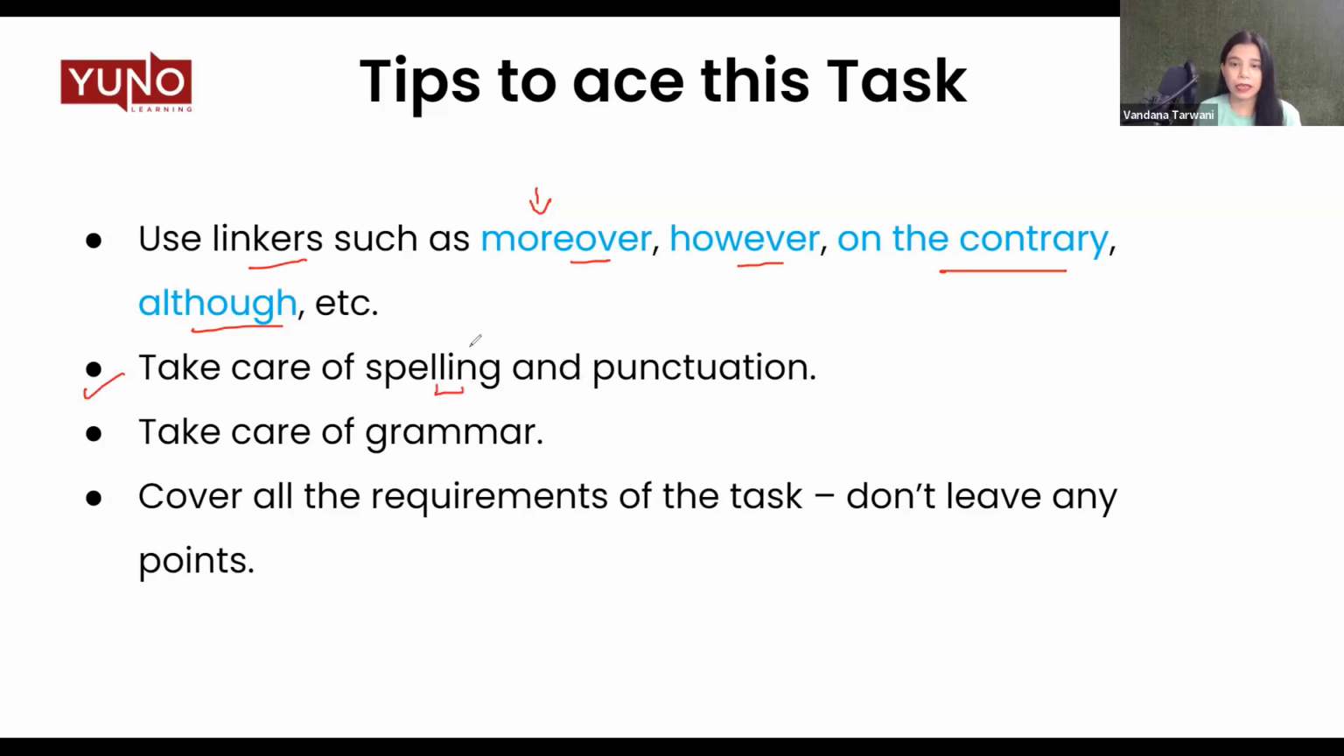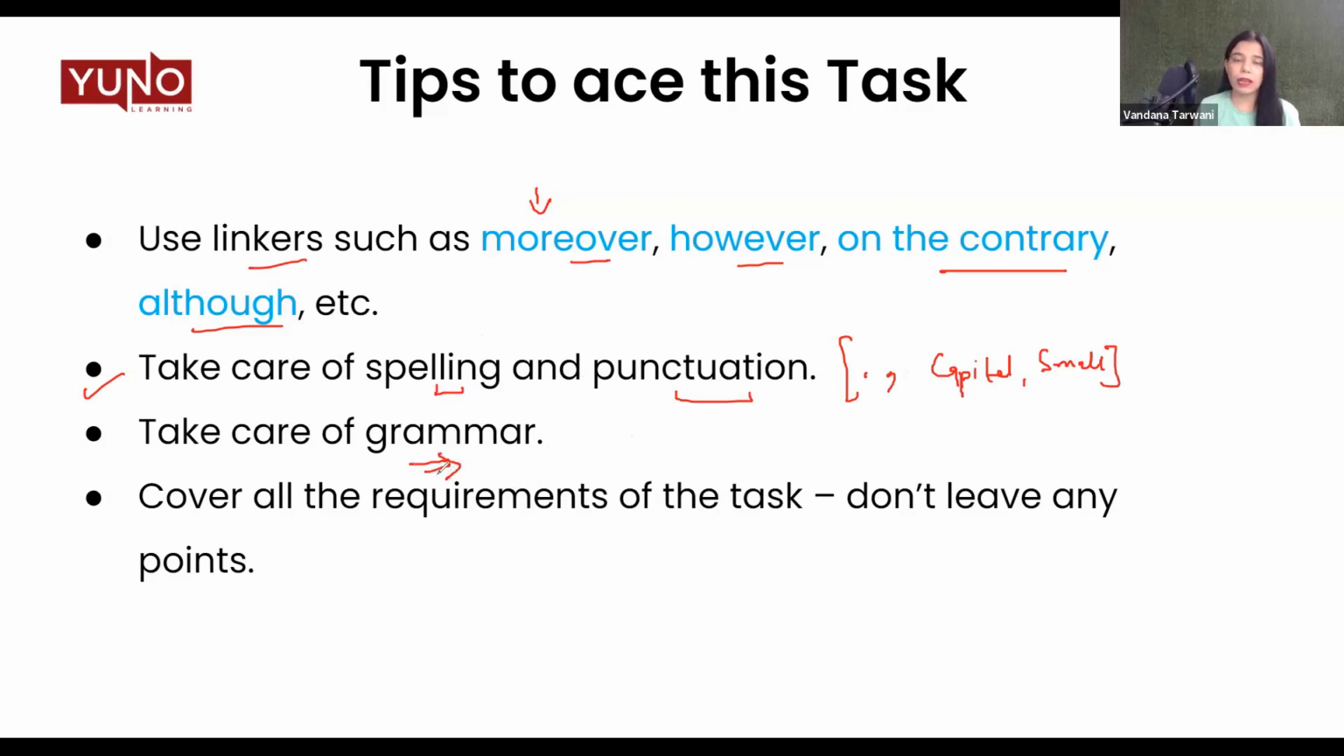Next, take care of spellings and punctuation. If your spellings are incorrect, it will affect your vocabulary score negatively. And what are punctuation errors? Errors related to full stops, commas, capital letters, and small letters. You should know exactly which letter you should begin, exactly which word you should begin with a capital letter. That you should know. Otherwise, you will be ending up making a punctuation error, which will affect your grammar score negatively.